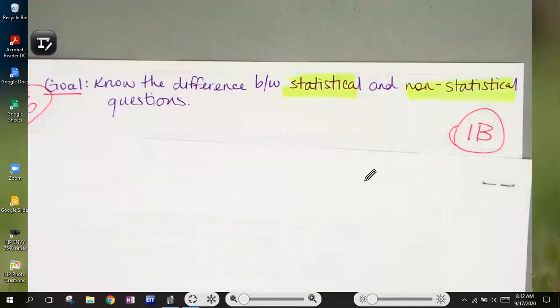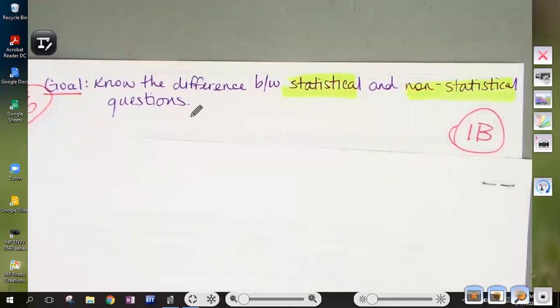So that's kind of what we're going to be doing: after this unit, you're going to be able to collect data, put it into a graph, and then understand what it's saying, okay? Based off the graph. So that would be based from a statistical question, and then non-statistical would just be not being able to collect a lot of data from a question. So let's look at this first activity.